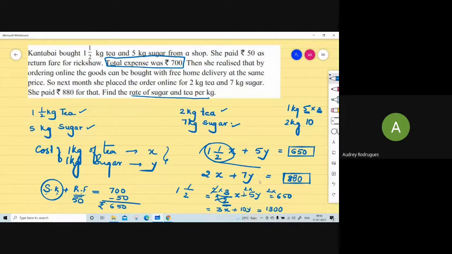2 5s are 10. 2 into 650 will give you 1300. Now this equation and this equation you have to consider and solve. Done. Teacher, why did you write 3 upon 2x plus 5y?